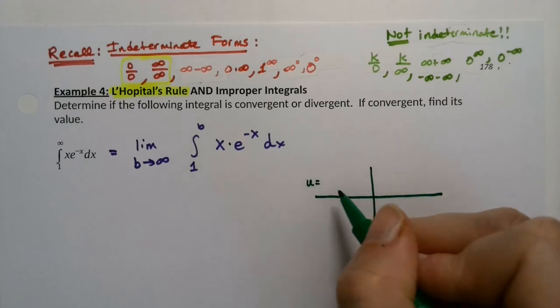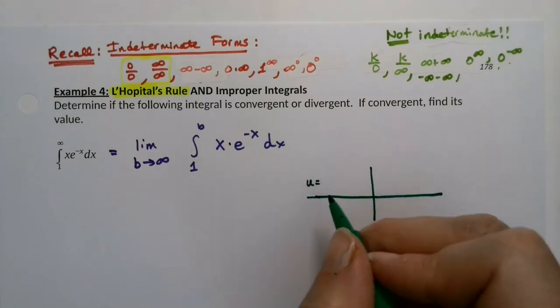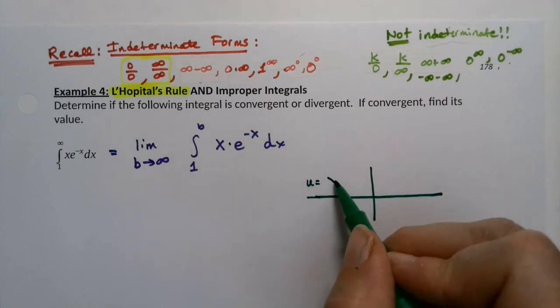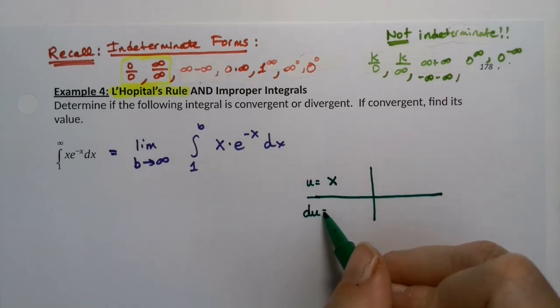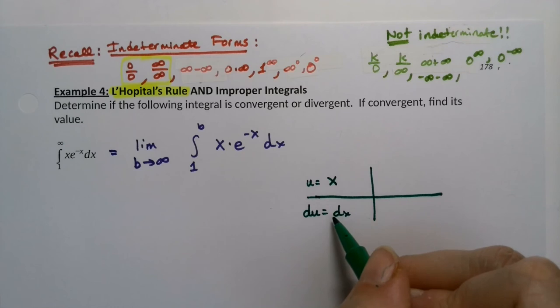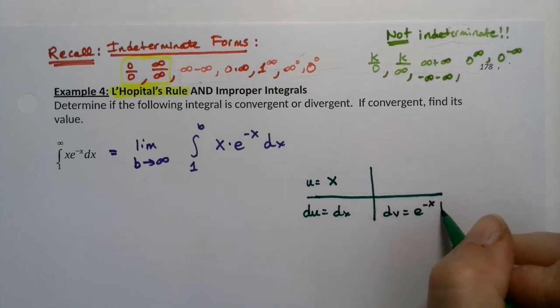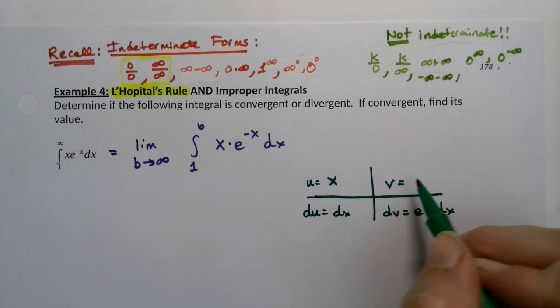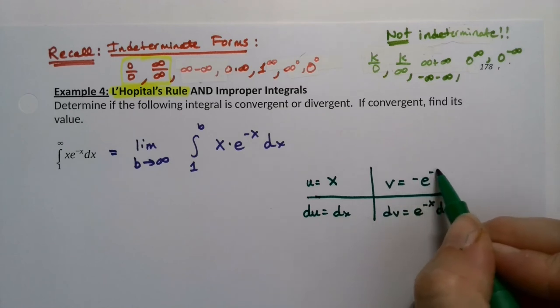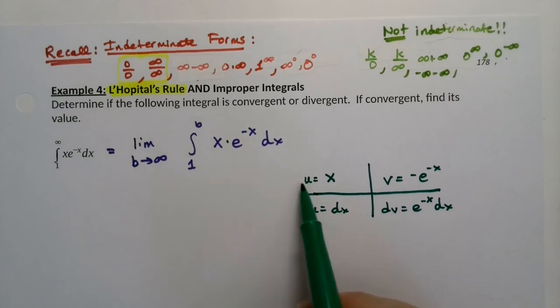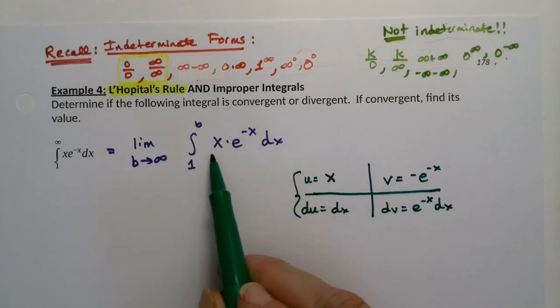So u is equal to x, right? LIPET, you go with your polynomial. So du is dx, right? Because the derivative of that is 1. dv is e to the negative x dx. So therefore v is negative e to the negative x. All right, so we need to change this out by parts, this piece.